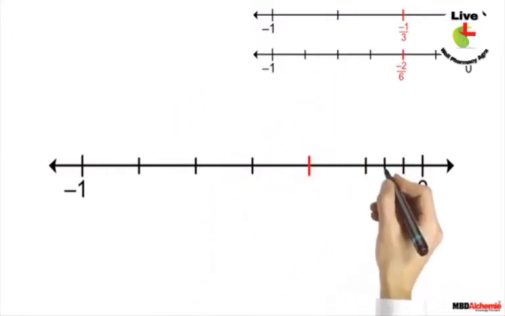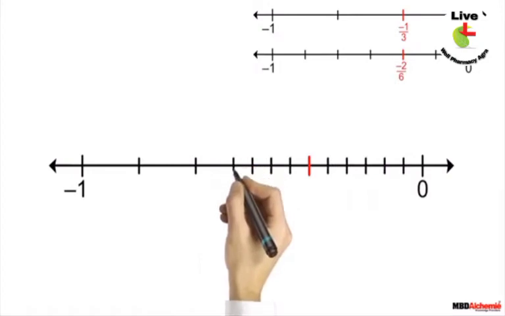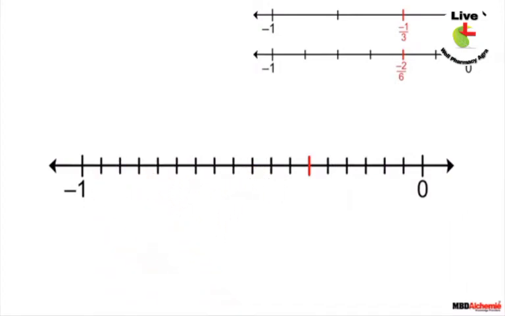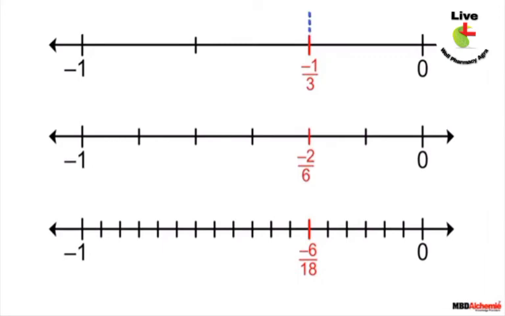If we further divide each small division into 3 equal parts, then the length between 0 and minus 1 is divided into 18 equal parts, and the red mark is 6th on the left of 0. Thus, it represents minus 6 upon 18. On comparing, we see that in all the number lines, the mark is at the same distance from 0. This means each rational number has an equal value. These types of rational numbers are called equivalent rational numbers.